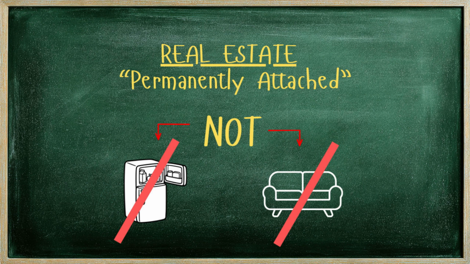For example, a refrigerator is not real estate. A couch is not real estate. A shed bolted into the ground, now that's real estate. Why? Because it is bolted into the ground.